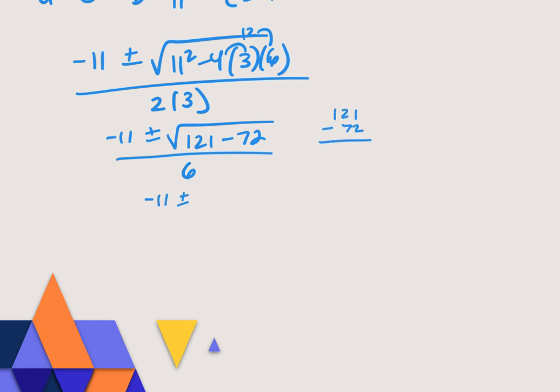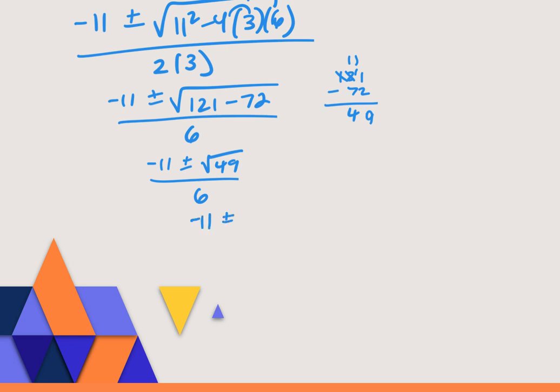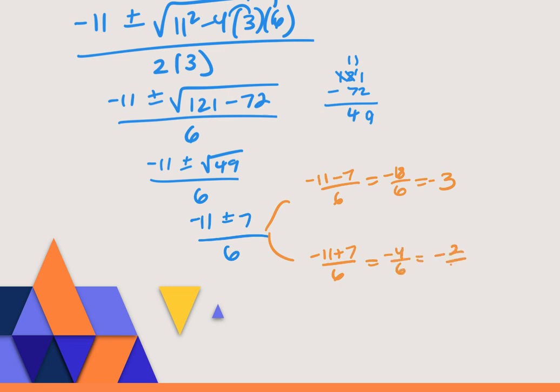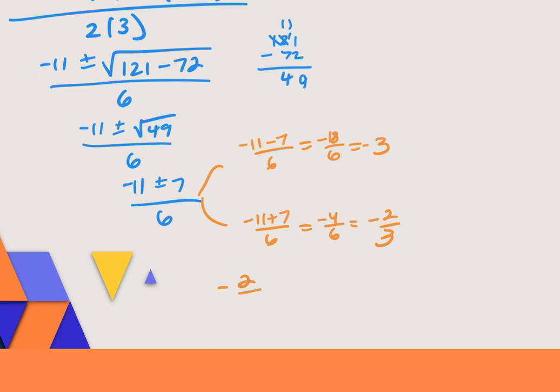121 minus 72. Square root of positive 49 over 6. Square root of 49 is 7. So this is an example where I wouldn't obviously be able to simplify it like we talked about before, but I can keep going. Negative 11 minus 7 over 6, negative 11 plus 7 over 6. Negative 18 over 6, which is negative 3, and negative 4 over 6, which will reduce to negative 2/3. So you want to make sure you reduce any fraction you get.